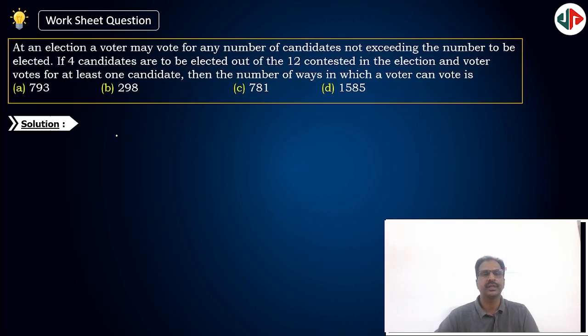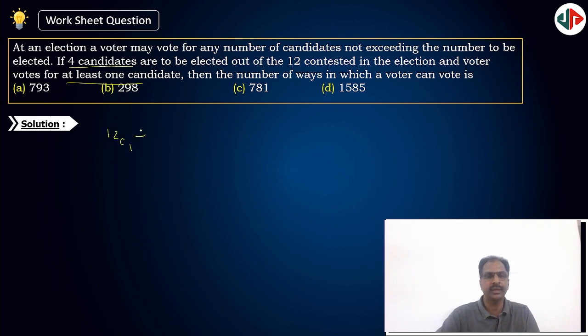At an election, a voter may vote for any number of candidates not exceeding the number to be elected. If 4 candidates are to be elected out of the 12 contested in the election and a voter votes for at least one candidate, then find the number of ways in which a voter can vote. So a voter may vote for any number of candidates but not exceeding the number to be elected. And how many are to be elected? 4. So maximum 4 out of 12, and at least one candidate.